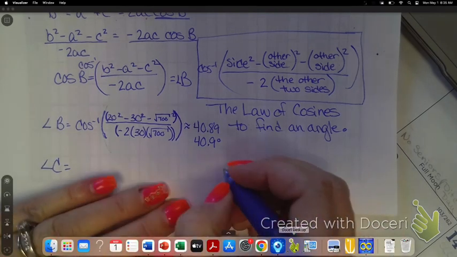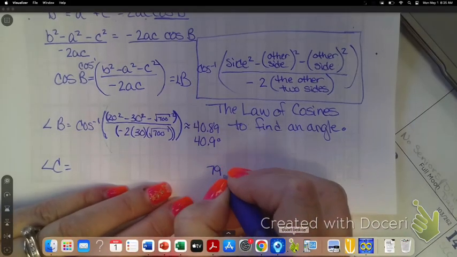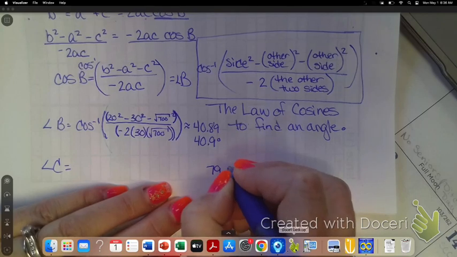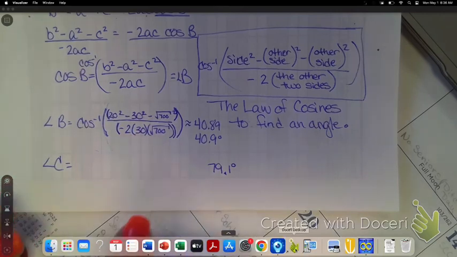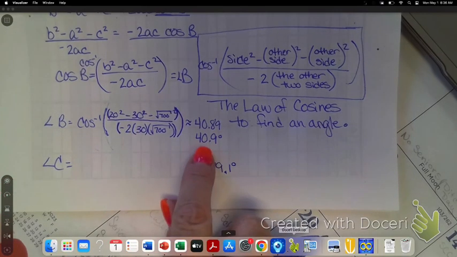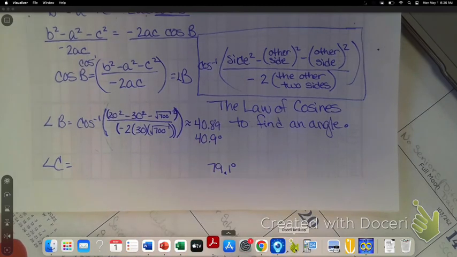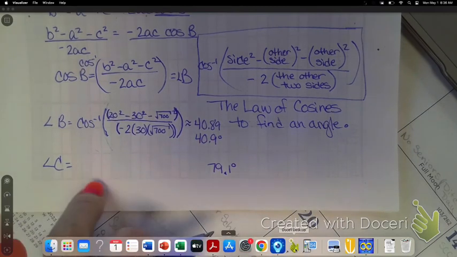Now, I already know that you should get 79.1 because I subtracted, but I want you to set it up. What was I supposed to get? 40.9. Yeah, so it would round to 40.9. Okay, now you got to do angle C.